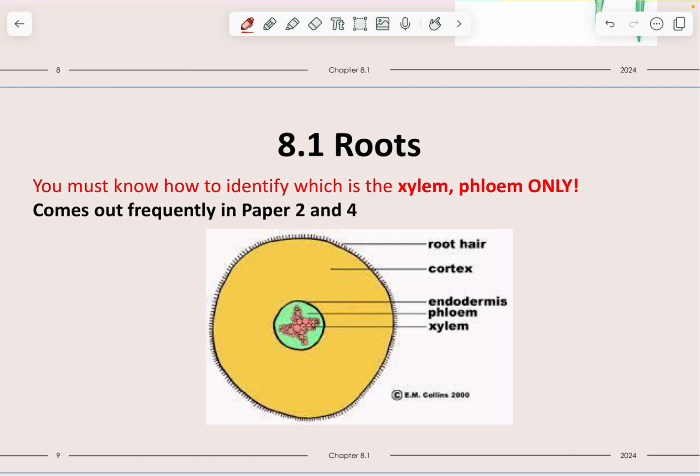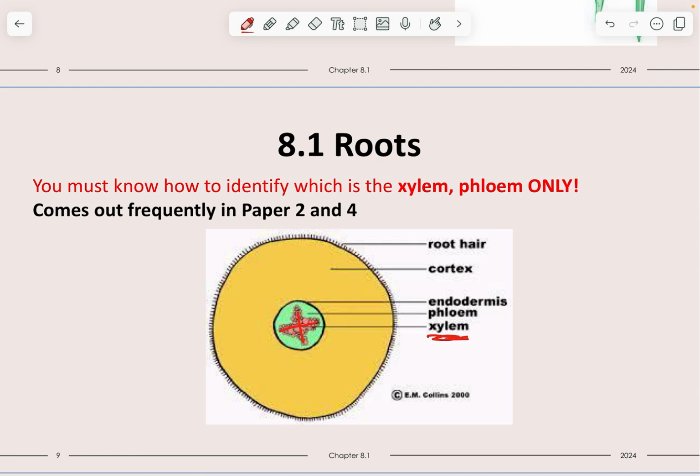Okay, so this is the roots. How do you know which one would be the xylem? Xylem for roots is very simple. Can you see an X? If you see an X, this means this is the xylem, okay? And lastly, we have the phloem.